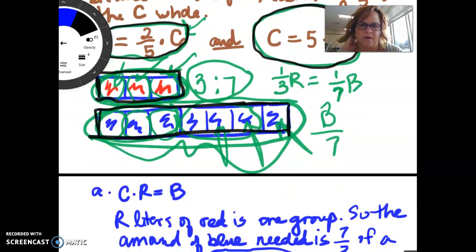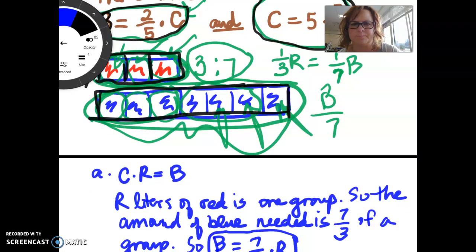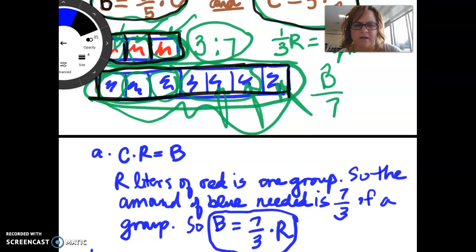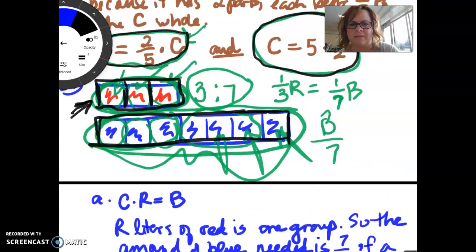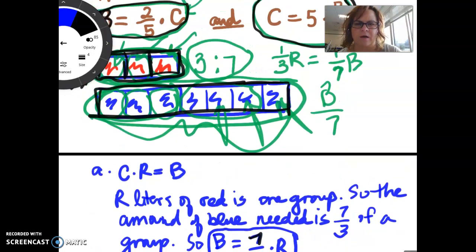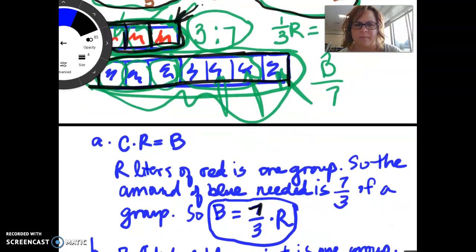All right, so in the first part of this question, we're going to think of the red as one group. So the R liters of red as one group. And so if this is our one group, then the amount of blue that's needed is going to be 7/3 of a group. So to get the amount of blue, we're going to take our 7/3. You might want to think of it as 2 1/3. We need 2 1/3 of these. 7/3 times the amount of red that we have. So we need 2 1/3 of these, right, to figure out the amount of blue.